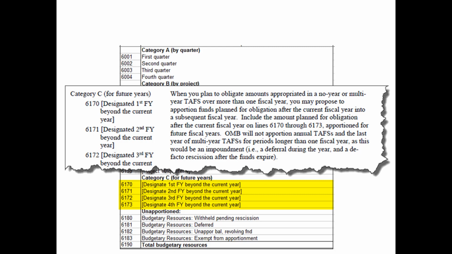Although Category C is technically in the apportioned section of the SF-132, it's important that these funds be reflected in the accounting system as subsequent quarter to prevent them from inadvertently being obligated. Okay. Categories A, B, AB, and C complete the apportioned section of the SF-132. Now let's talk about the unapportioned section of the application of budgetary resources.